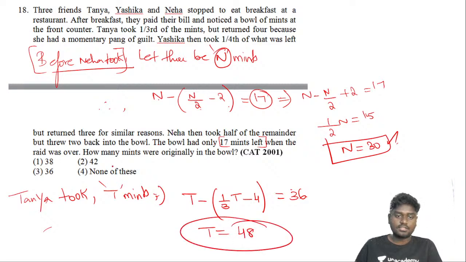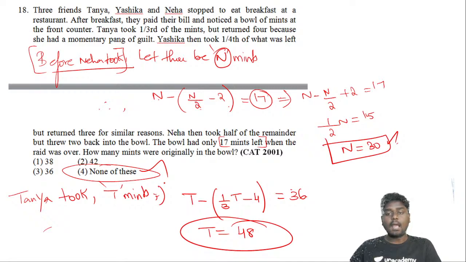That's it. The answer for this question is none of these, and we have got 48 minutes originally at the time when both of them approached the mints ball. Okay, is that clear, guys? Give me a thumbs up if you're clear with this. If you're not clear till now, let me do this again so that you can understand this much better.